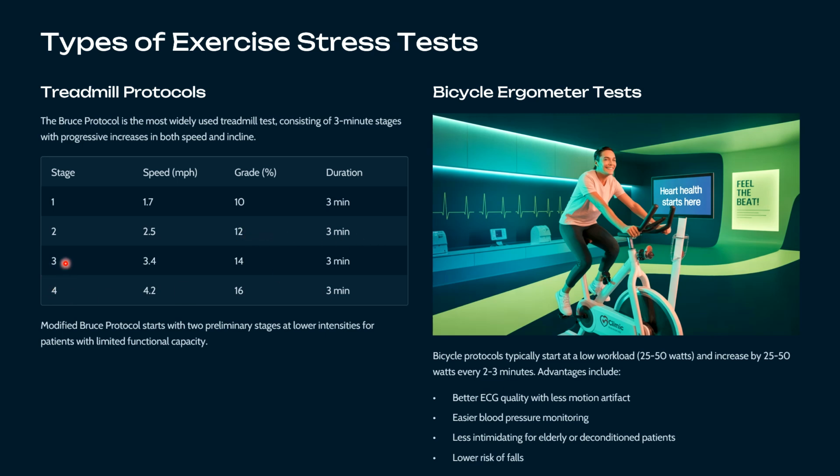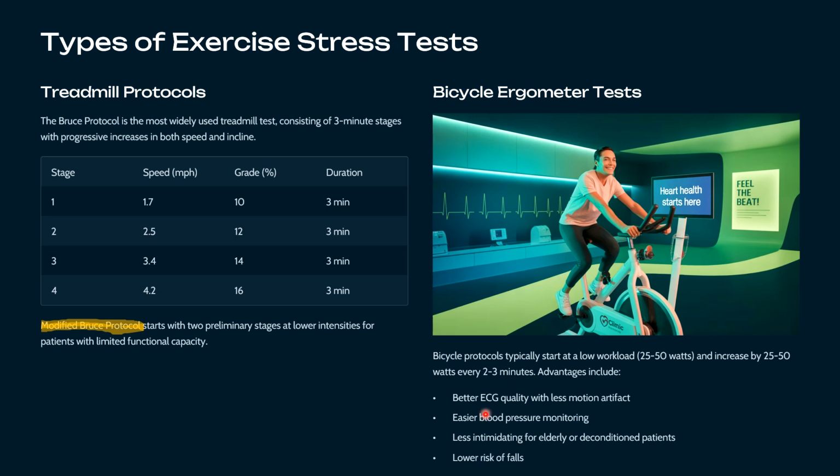In the third stage, the speed will be 3.4 miles per hour at an inclination of 14%, again for 3 minutes of workload. At the last, fourth stage, the speed will be 4.2 miles per hour, elevation will be 16%, and the person has to run for 3 minutes. So it is called the modified Bruce protocol. You have to keep it in mind. It is the modified Bruce protocol, which is very famous for this purpose.